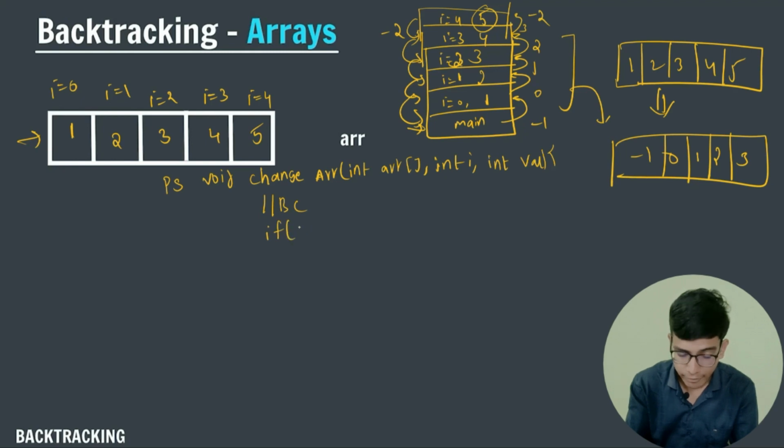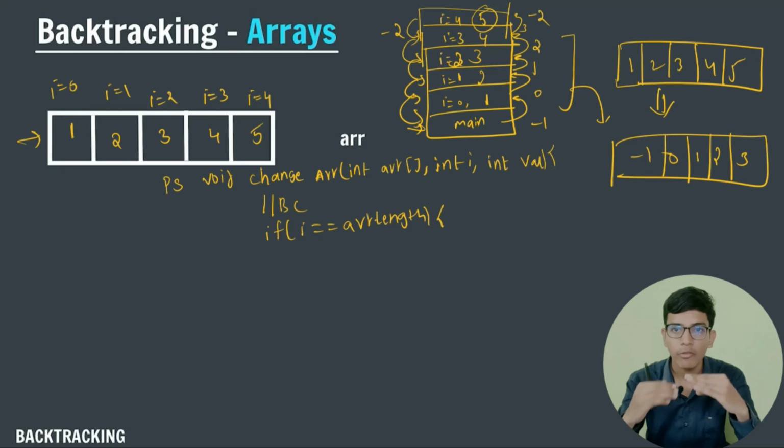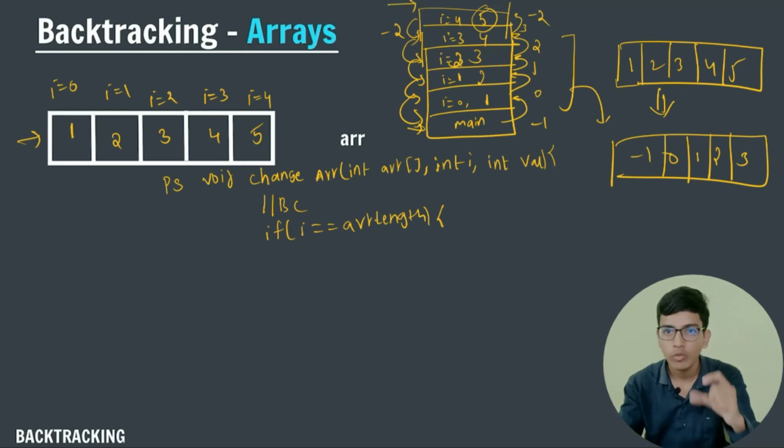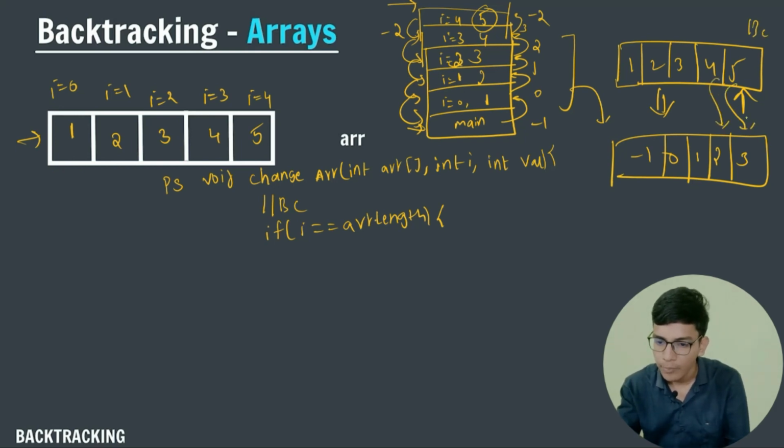That is, if I have reached i equals the length of the array, then just return. When I reach the base case, first of all I need to reduce the value by minus 2. Here you can see that when I reach my base case, I have reduced the value present at that particular index by minus 2. So when I reach the base case, I need to reduce the value by minus 2 by running the loop throughout my array.